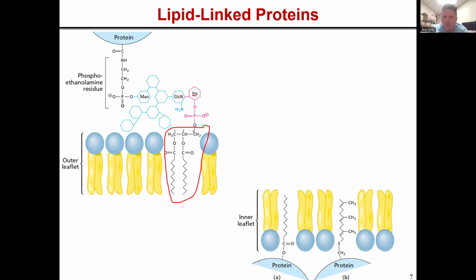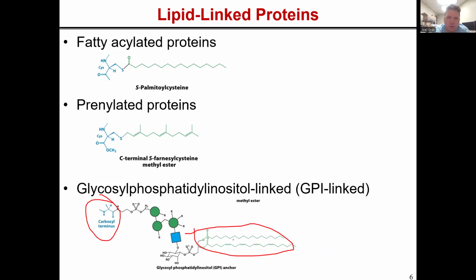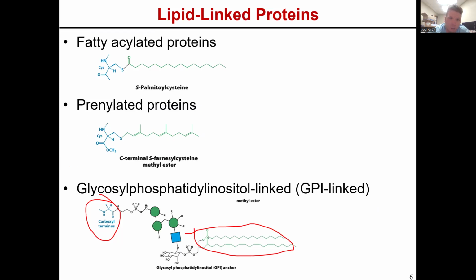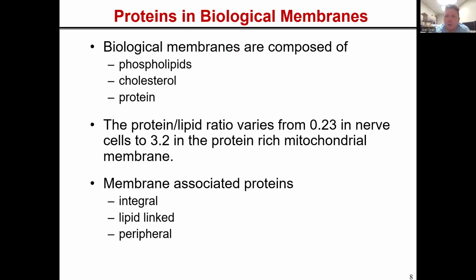Now, these other two models are depicted down here. We've got our inner leaflet, so these GPI linked proteins are on the outside. And I misspoke a second ago. I'm sorry. The fatty acylated proteins and prenylated proteins are going to be found on the inner leaflet, typically. So the top two here are inner leaflet, the bottom one is an outer leaflet. And they're going to basically hold on to a protein and keep it close to the membrane.